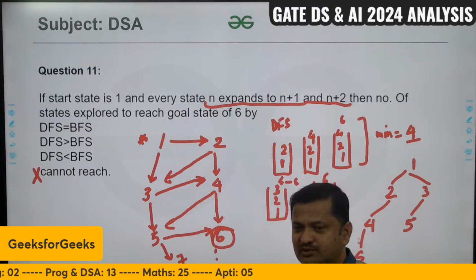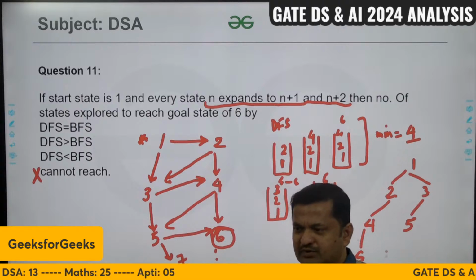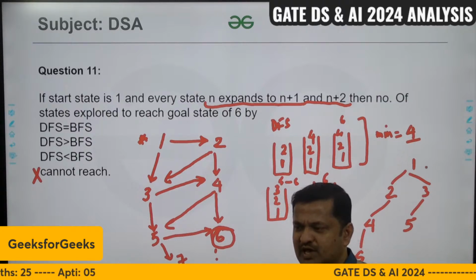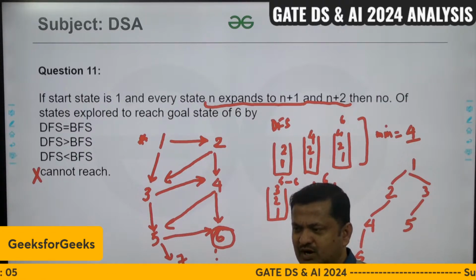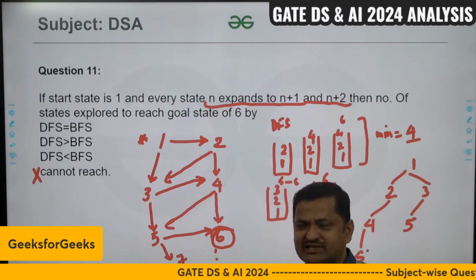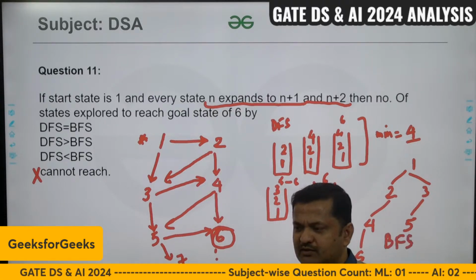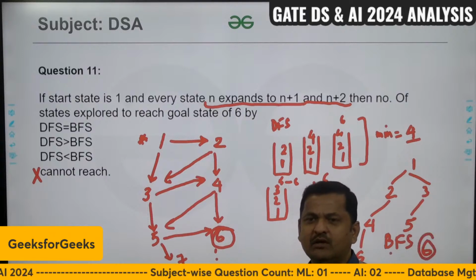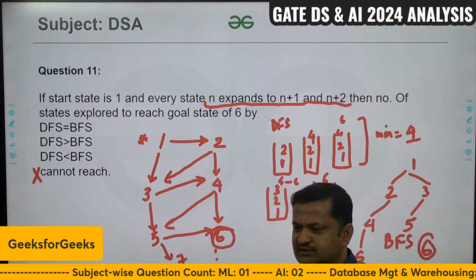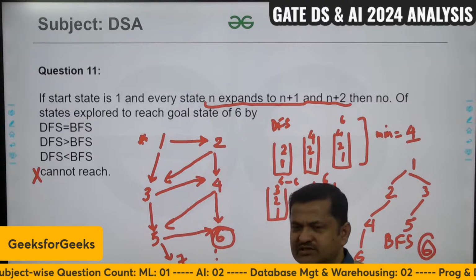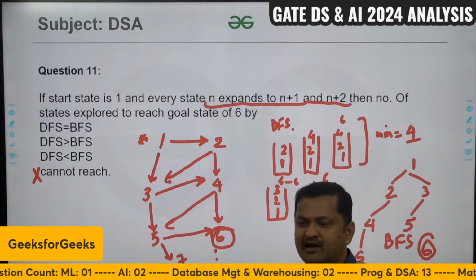Now look at the possibility: if we traverse and reach 6, we have to visit at least 1, 2, 3, 4, 5, and 6 nodes in case of BFS. So 6 nodes are supposed to be traversed in case of BFS. That means DFS is definitely going to be lesser than BFS.